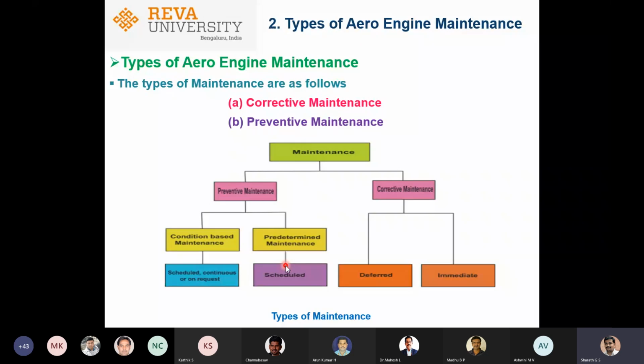Coming to condition-based maintenance, this is something which is carried out based on the condition of the engine, and not purely based on the number of aircraft hours. So it is done based on the condition. We'll have some equipment to monitor its condition, like sensors, neural networks, computational intelligence, and all that. When the condition becomes serious, then only the maintenance is undertaken.